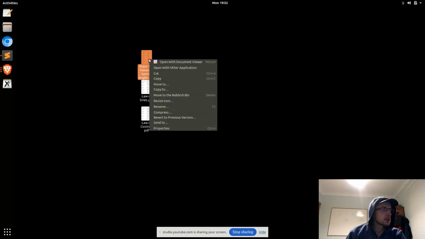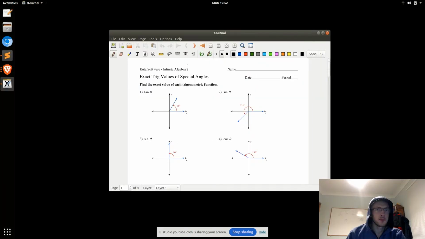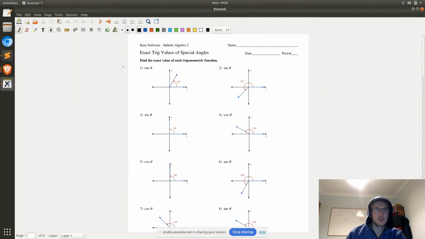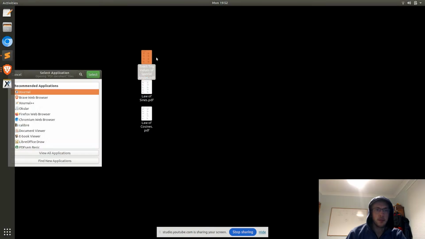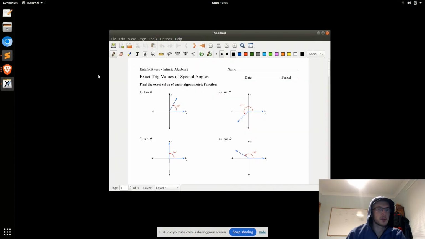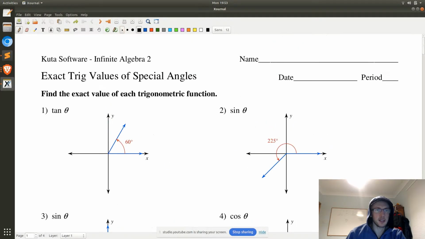Okay, and we will begin with exact trig values. It never seems to allow me to write. Okay, fine. There we go. Better. And maximize and done.